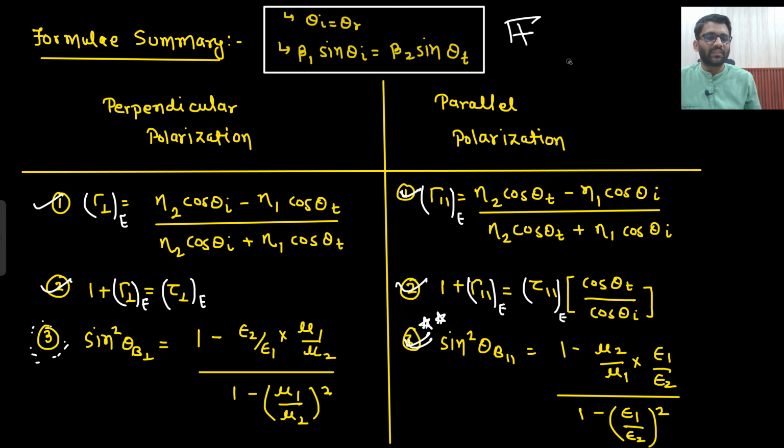And for Brewster angle as well, I have told you the trick for how to remember the formula. So Brewster angle for perpendicular mu can be made very easily. So 1 minus mu 2 by mu 1 into epsilon 1 by epsilon 2, divided by 1 minus whatever has been written, that will come downward. So this is how we remember the formula.